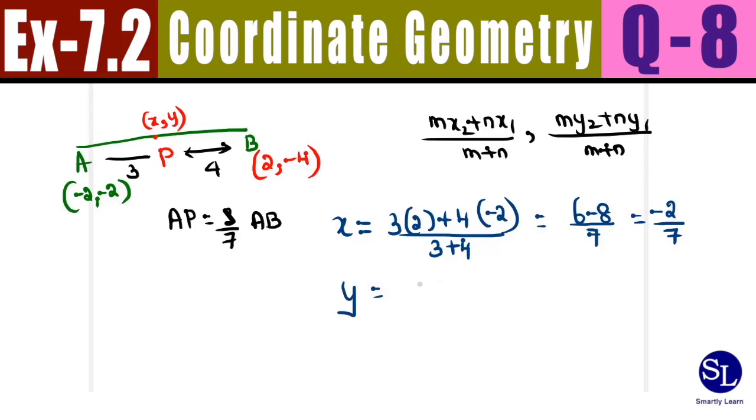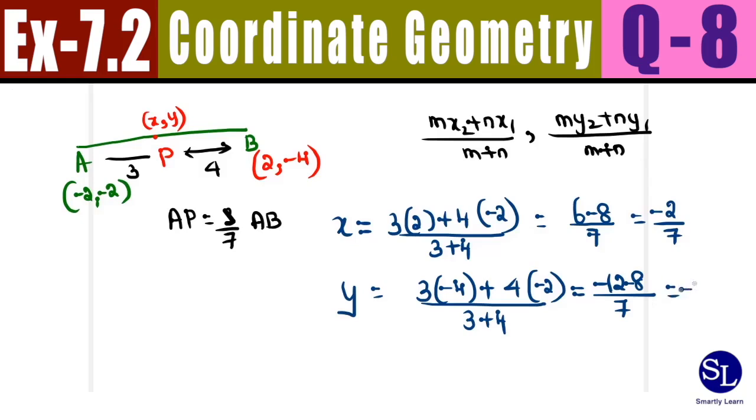So y is equal to (3 into -4 plus 4 into -2) divided by (3 plus 4). So this is (-12 minus 8)/7, which is -20/7. So in this case, P coordinate is going to be (-2/7, -20/7). In sums like this, please be very careful to pause and see what ratio is actually given here.